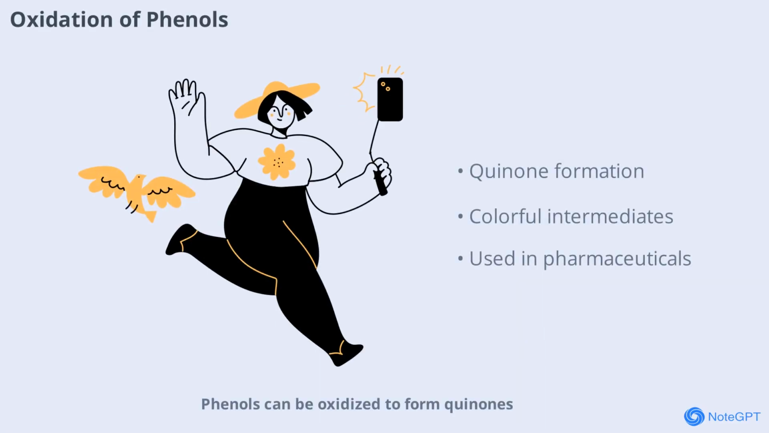Phenols can be oxidized to form quinones, which are important intermediates in the synthesis of dyes and pharmaceuticals. The oxidation process involves the loss of hydrogen atoms from the hydroxyl group and the aromatic ring. Quinones have distinctive colors and are used in various chemical and biological applications.